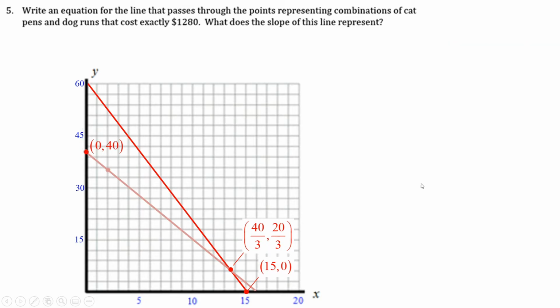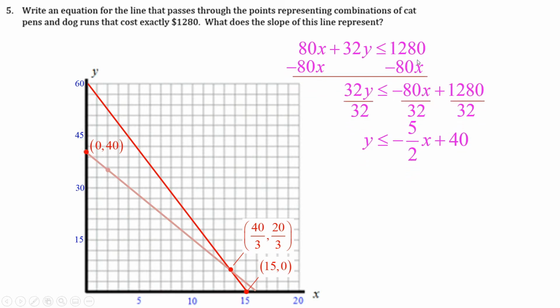Very cool. Okay. Write an equation for the line that passes through the points representing combinations of cat pens and dog runs that cost exactly $1,280. What does the slope of this line represent? Okay, well, we've already done that as an inequality, and there it is right here. But they asked for the equation for the boundary line. So see that less than or equal to? We just need an equation. I need y equals. That's going to represent this tan boundary line right there. So y equals -5/2x plus 40.